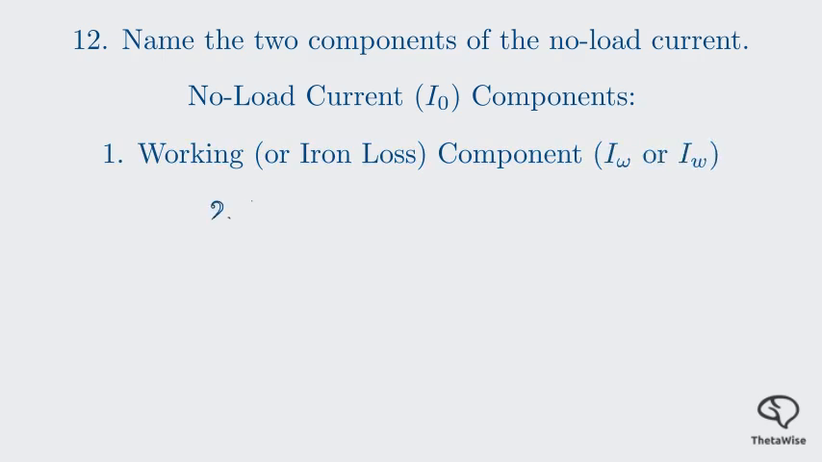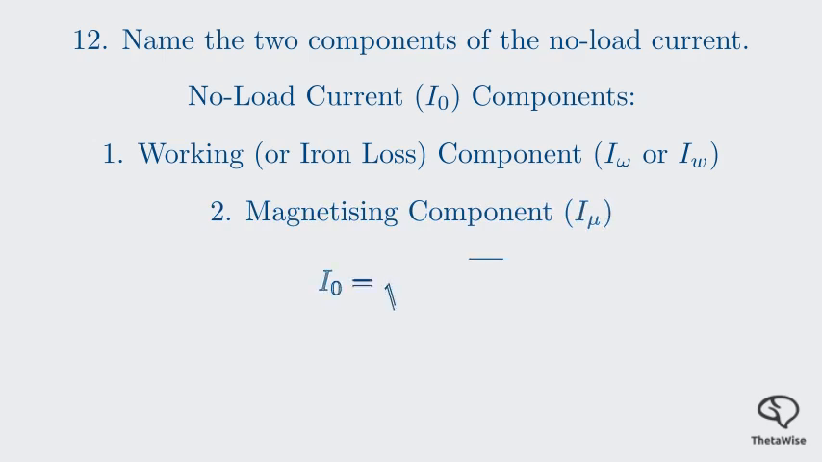The second component is the magnetizing component, labeled Iμ. It lags the applied voltage by almost 90 degrees. This component is responsible for setting up the main magnetic flux in the core. It does not transfer any real power. The total no-load current is the phasor sum of these two components. I0 equals the square root of Iw squared plus Iμ squared.